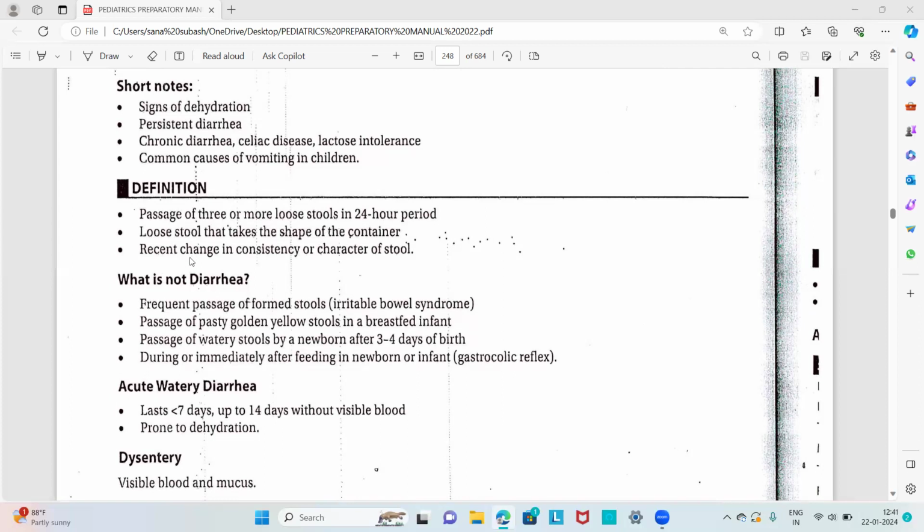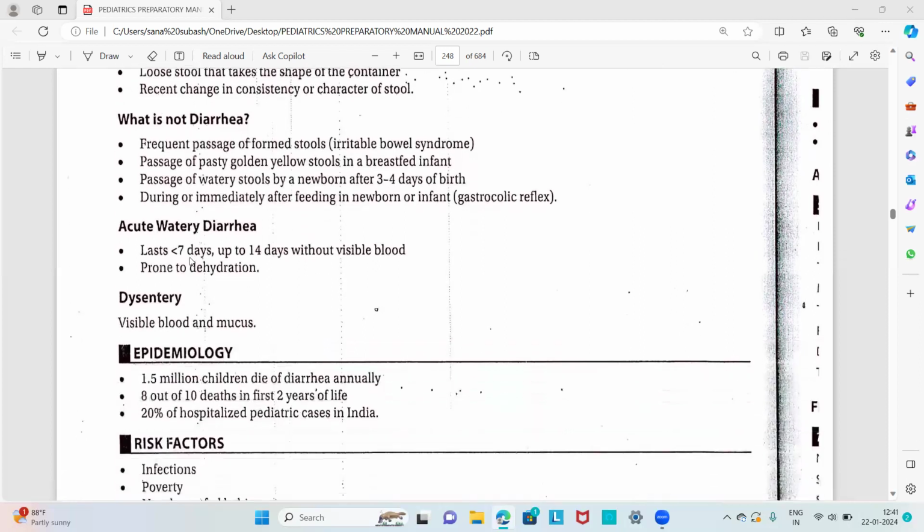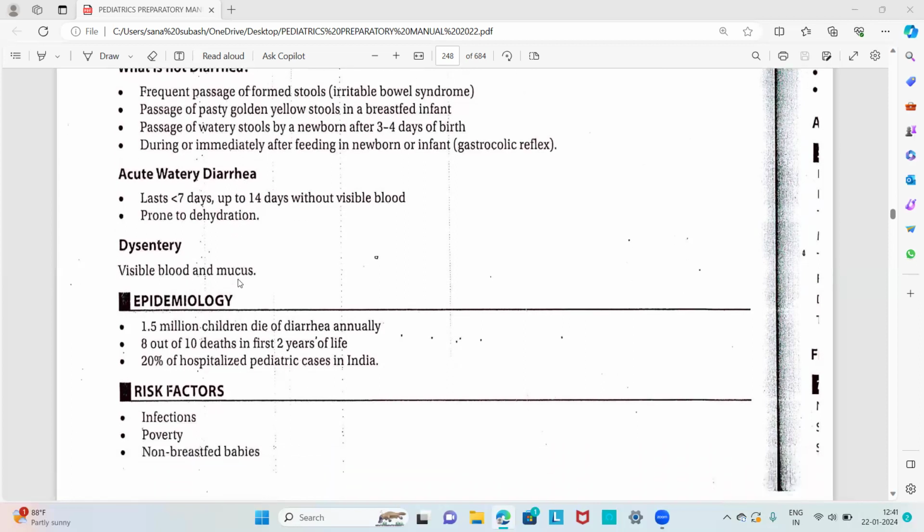Then acute means it lasts less than 7 days, up to 14 days, without visible blood, and is also called acute watery diarrhea. If it is greater than 14 days, it is called chronic diarrhea. And acute watery diarrhea is prone to dehydration, so we have to treat accordingly and immediately. Then dysentery means visible blood and mucus.